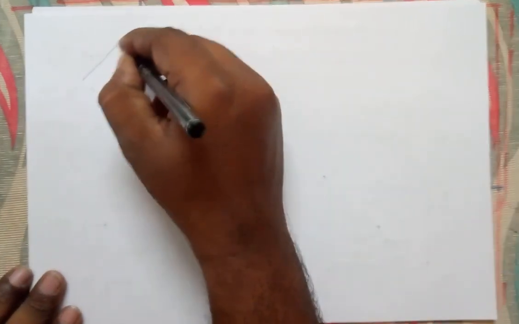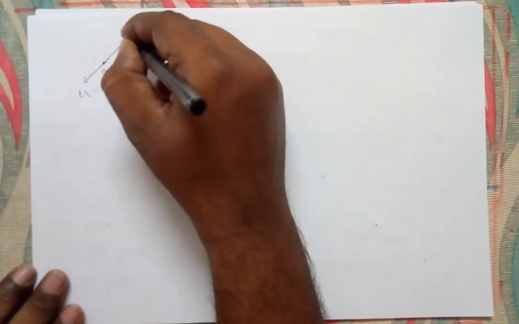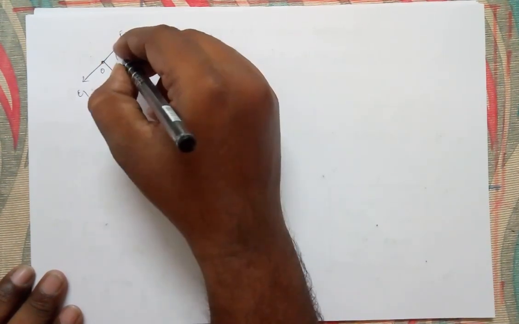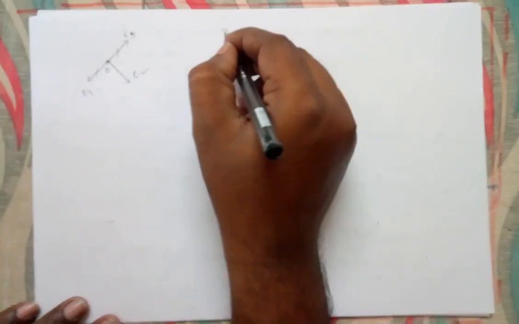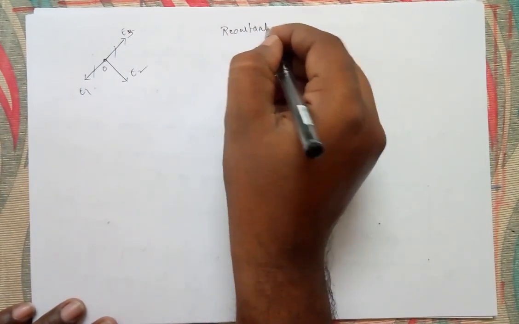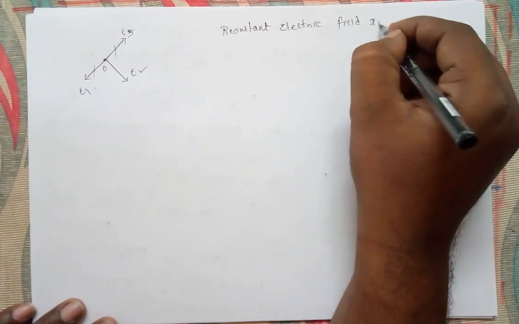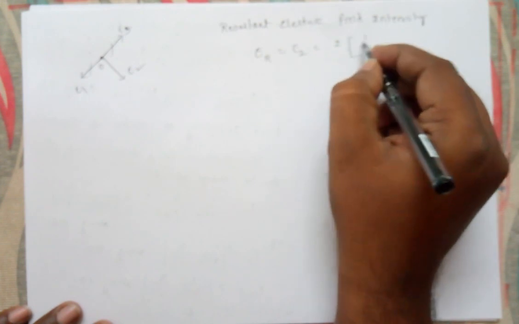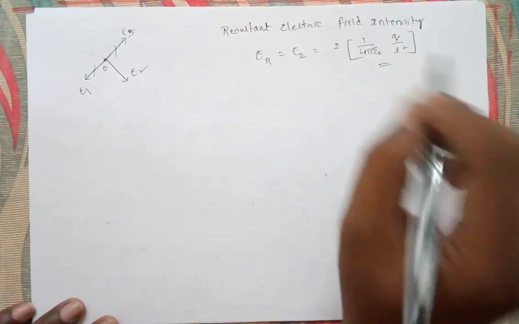Here at the center we have E1, E3 and E2. These two are equal in magnitude and opposite, so they will be cancelled. So the resultant electric field intensity we can write as E equal to E2, that is 2 times 1 upon 4 pi epsilon naught Q by L square. So this is the resultant electric field intensity at the center.